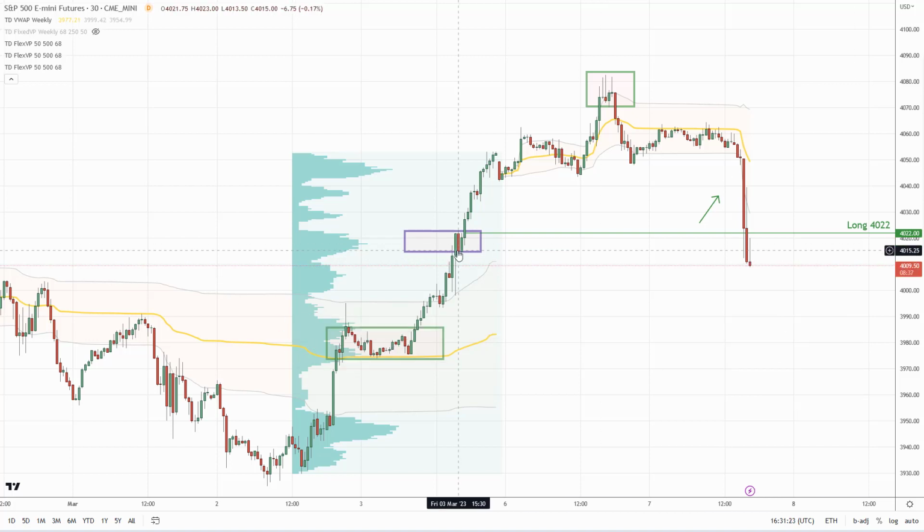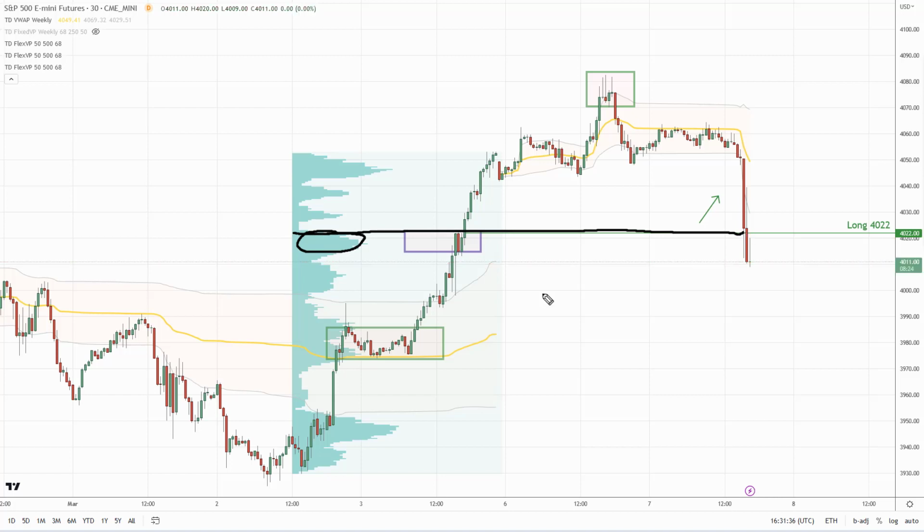But anyways, another example would be this volume cluster in here, which means trade entry here. Stop loss should be behind heavy volume zone, which is roughly in here, and behind swing point. In this case, there is not really any clear swing point, so the best thing we can do is just place the stop loss behind the heavy volume zone.